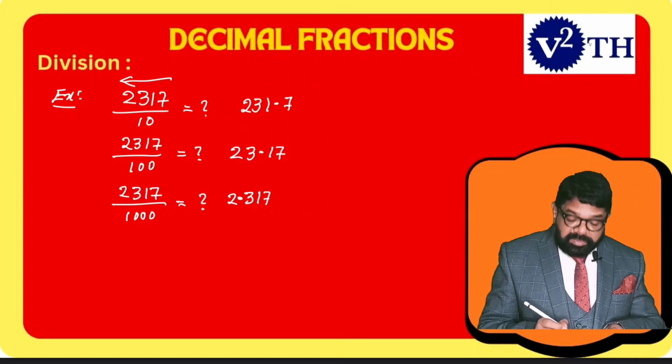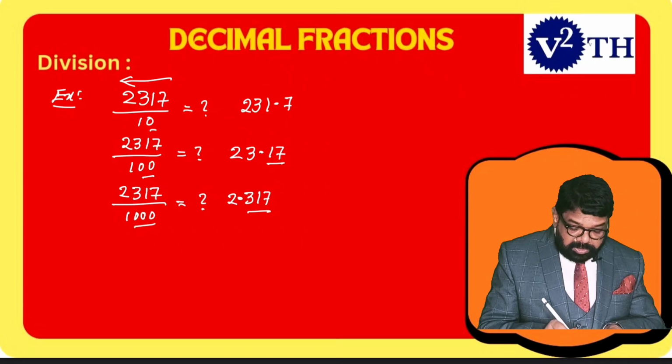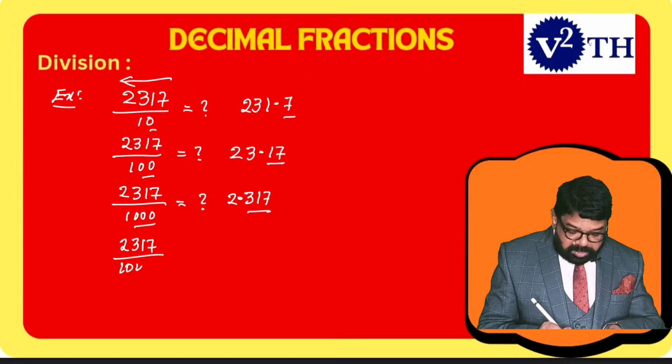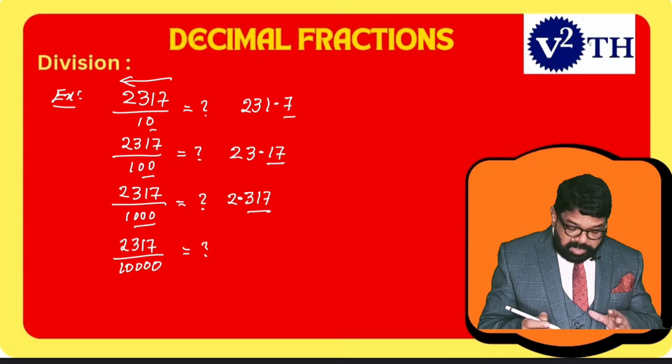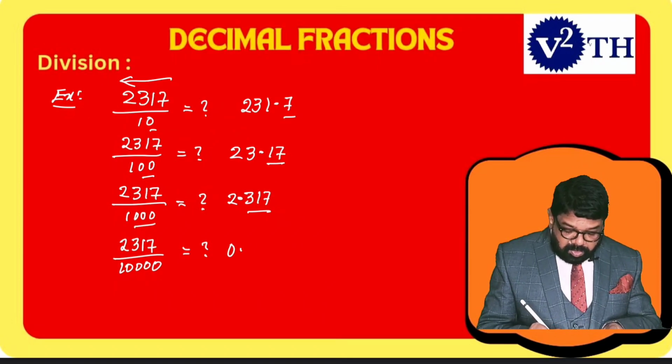Now here, after the decimal, 3 zeros means 3 digits. 2 zeros means 2 digits after the decimal. 1 zero means 1 digit after the decimal. Suppose 2317 by 10,000 is there. Now 4 zeros, so you place the decimal after 4 digits from the right.